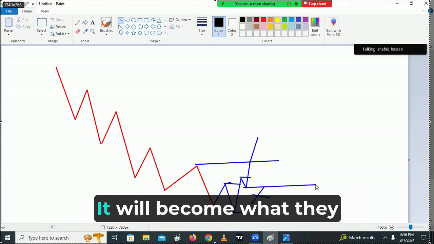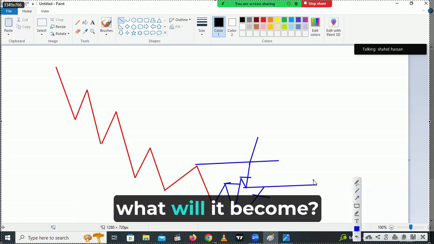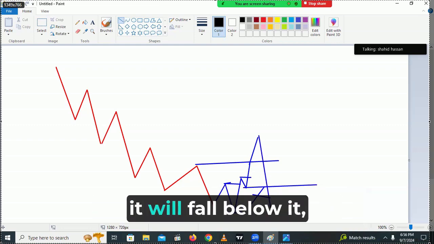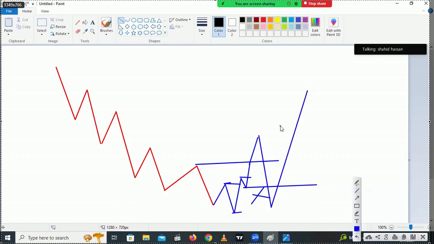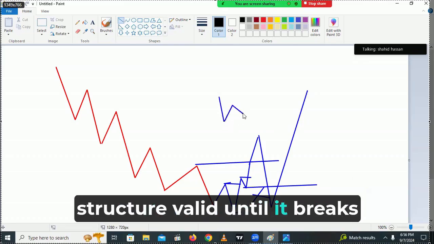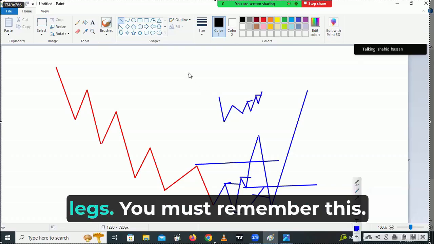What will it become? They have given it different names, but for us, what will it become? Whenever it falls, it will fall below it, and from here, it will become bullish. All right, you should not consider this structure valid until it breaks the one coming from this side, even if it makes 4 to 5 legs. You must remember this.